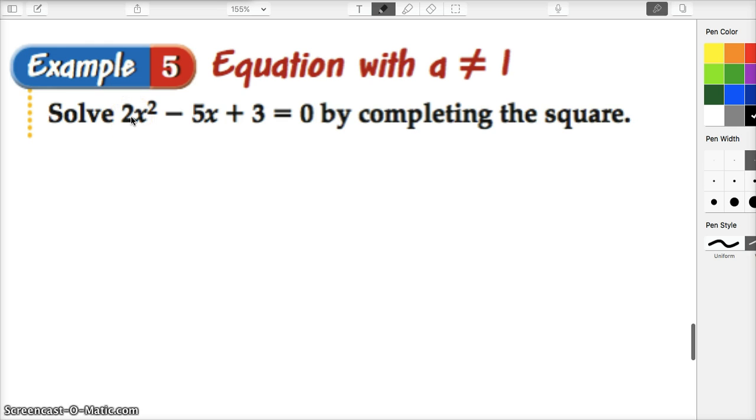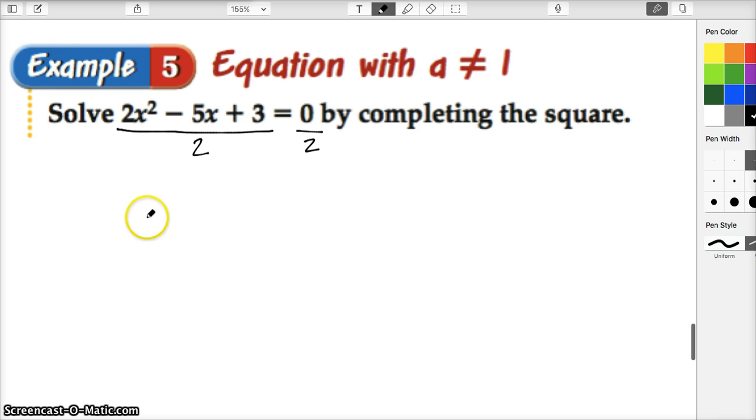Okay, so we're talking about equations where a is not 1. And so this is a little bit more tricky, but not really. It just makes it cumbersome. We're going to do exactly the same thing. Watch this. First of all, I'm going to make a 1. You heard me. I'm going to do what I want to do. I'm going to divide everything by the a term. So the a term is 2. Let me divide both sides by 2.